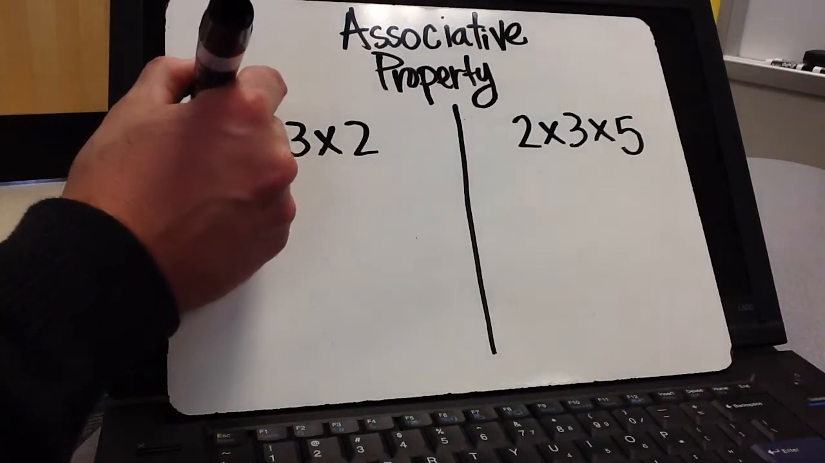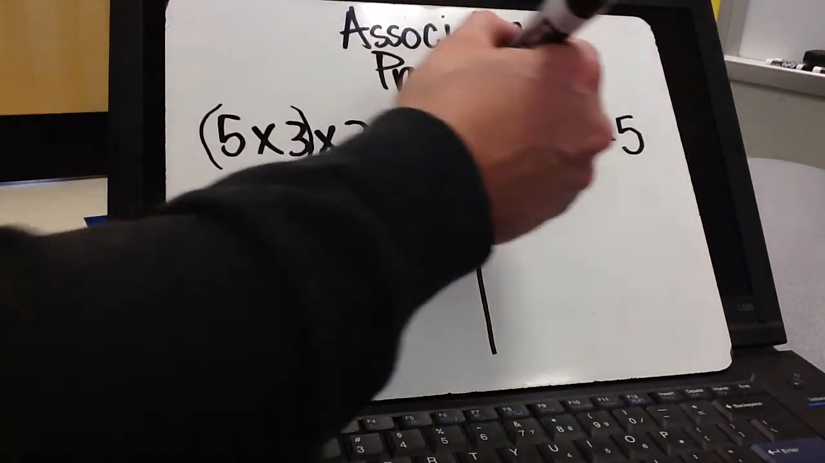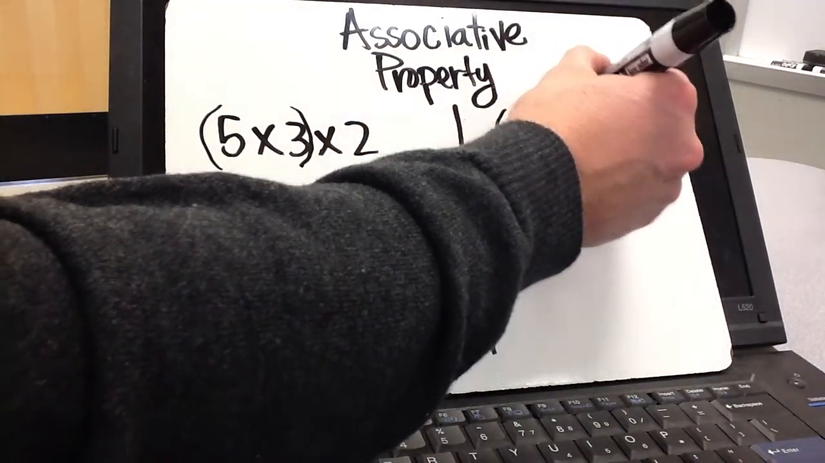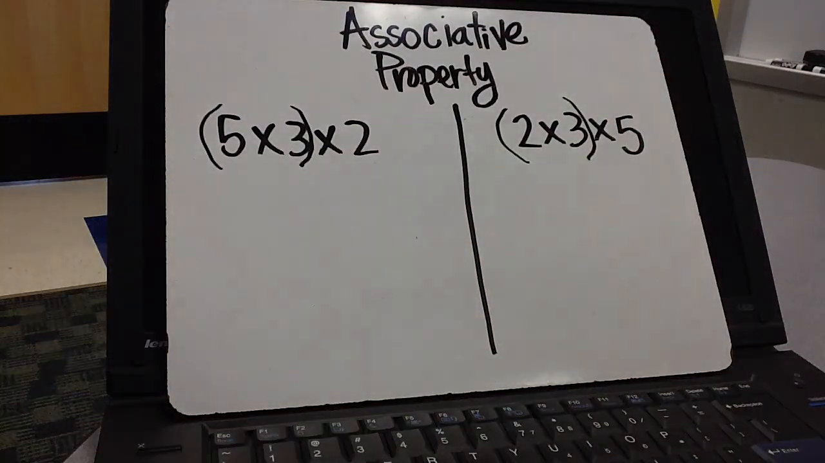Now to make this a little bit easier to look at so that you don't get confused, it's sometimes helpful to go ahead and put two of the multiplication factors into parentheses. Just makes it a little bit easier to look at and organized.